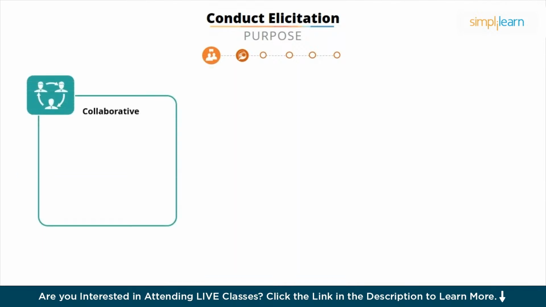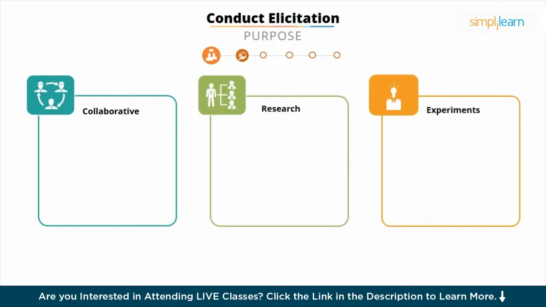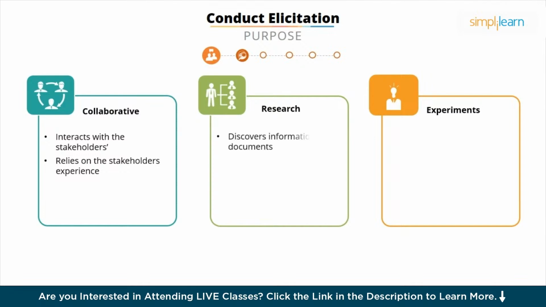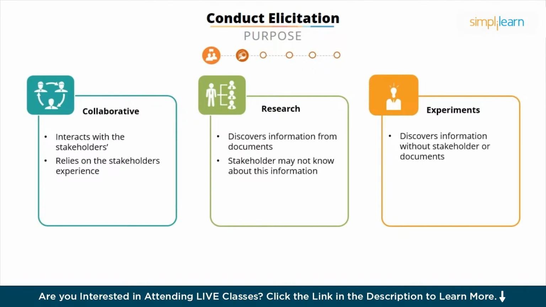There are 3 common types of elicitation: collaborative, research, and experiment. In collaborative elicitation, the business analyst interacts with the stakeholder and relies on their experience. In research elicitation, the business analyst is discovering information from materials such as documents. The stakeholder may not be aware of this information. In experiments, the business analyst discovers information without relying on the stakeholder or the documents. Prototyping and proof of concept are examples of elicitation through experiments.